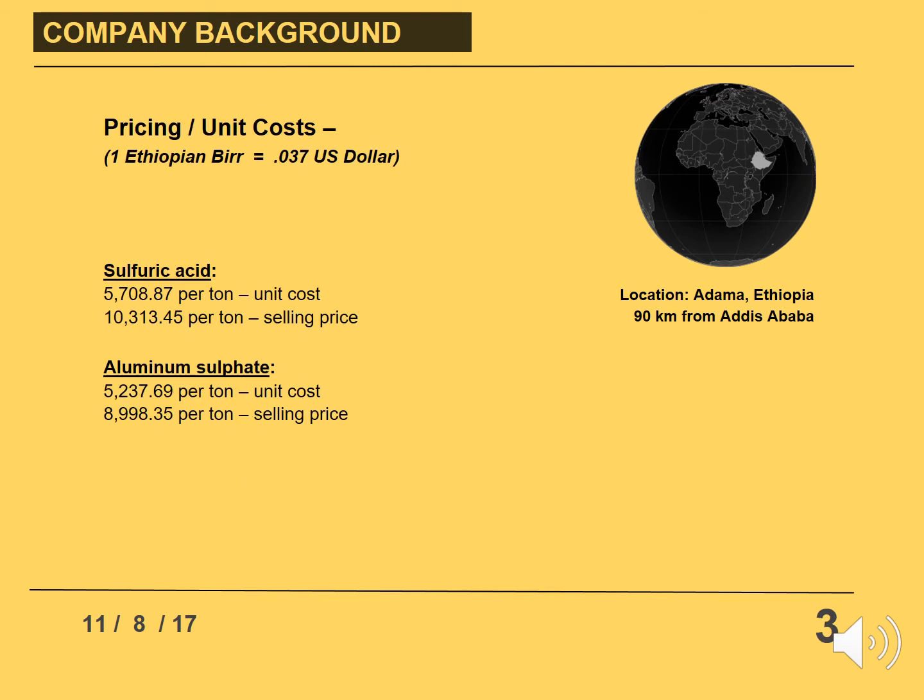And finally, as of 2016, the two products were sold at different price points and have different unit costs of production as well. Sulfuric acid is more costly to produce and also sells for a higher price at market, while aluminum sulfate is cheaper to produce and sell.